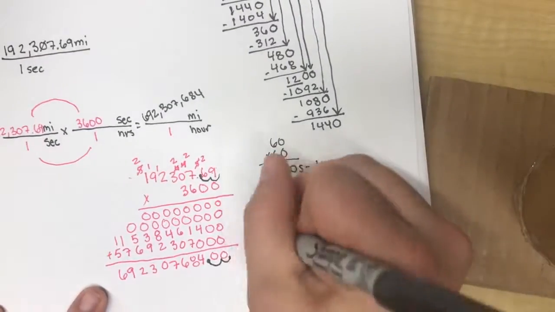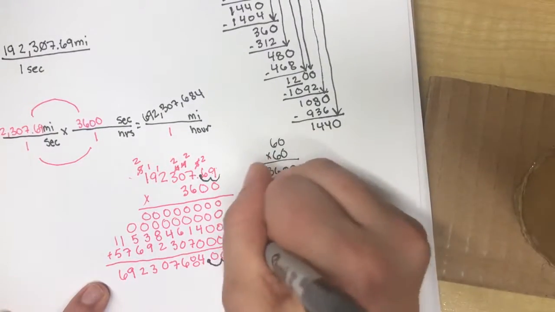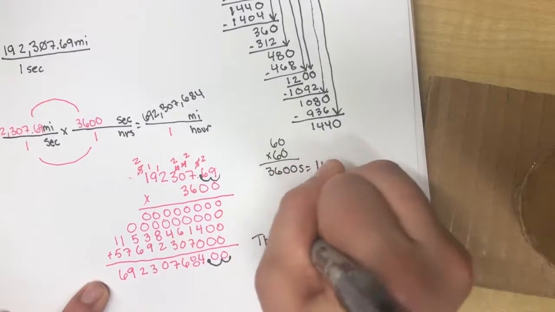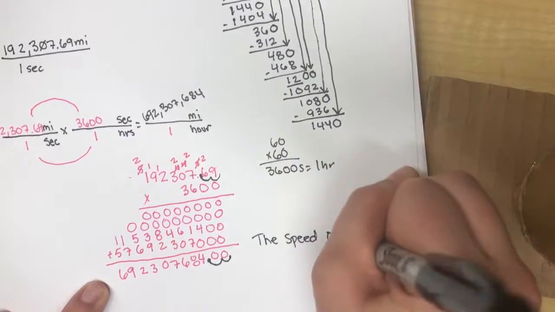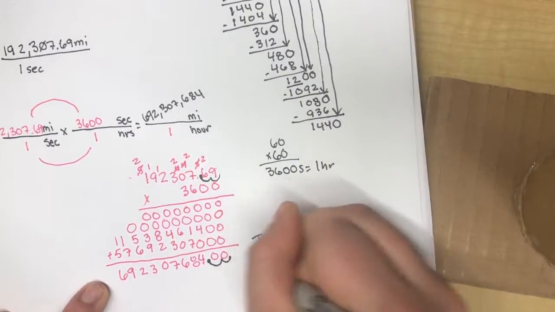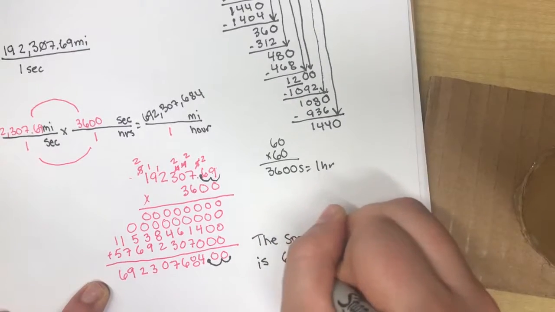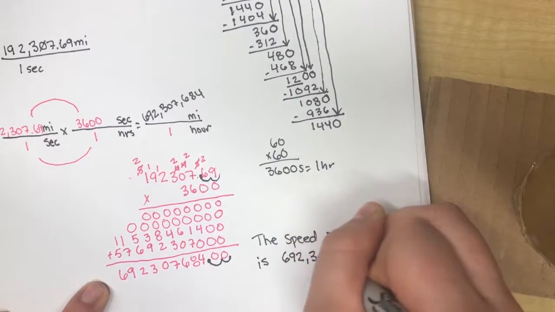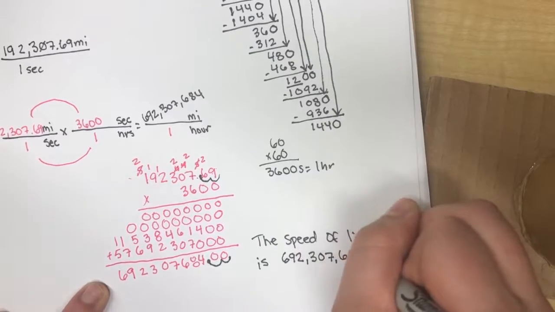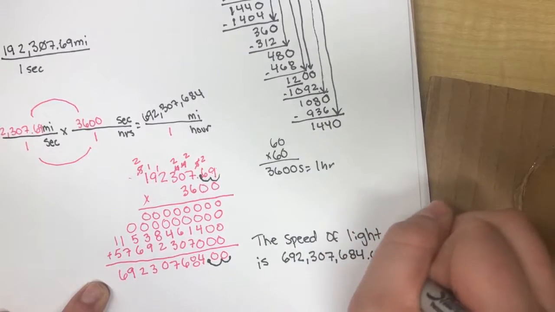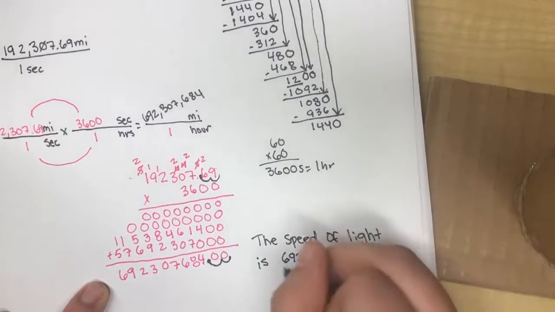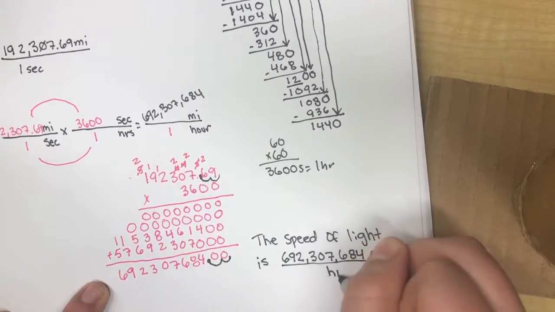So my final answer is the speed of light is 692,307,684 miles per hour. And that's it.